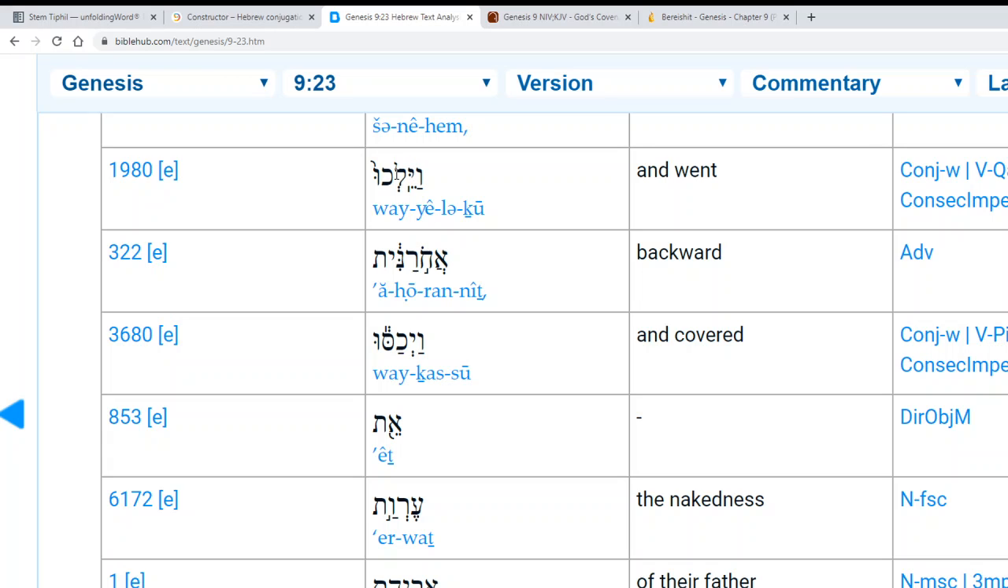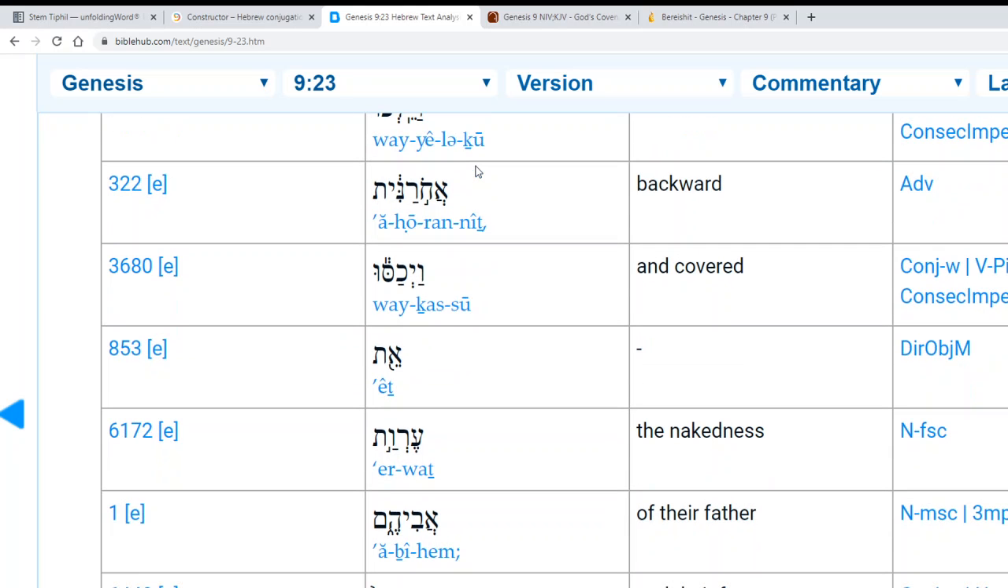Vayelchu. So conjunctive vav. The root here, I would say, is lamed chaf hey, to go. And the yud puts it in the imperfect. The vav is the third person masculine plural. And it's getting flipped by the vav, excuse me, to the perfected, to the past tense. Achoranit. So this is a strange way of saying. So achar means behind. Acharon means last. Achoran means towards the back. Achoranit makes it into an adverb, into a backways, right? Yeah, that's how I would translate it.